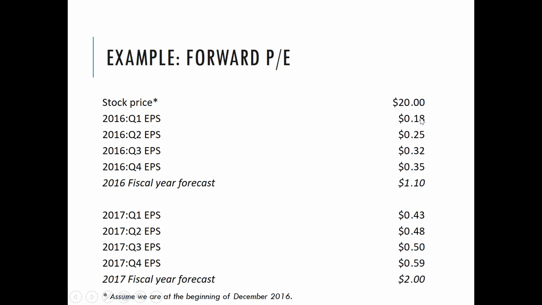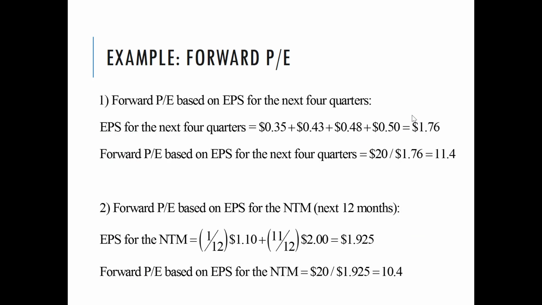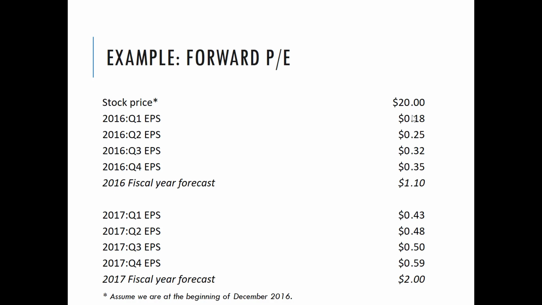It means that the historical figures in our particular case are the first 3 quarters of 2016. Everything else is future oriented, in the sense that these are all forecasts. So the 35 cents for 2016 is a forecast. All these numbers are forecasted for the future. We can then calculate a forward multiple in a number of different ways. We can look at the next 4 quarters, which means quarter 4, because that has not ended yet, and then quarters 1, 2, and 3. Sum them up, and you get the forward earnings per share based on the next 4 quarters.